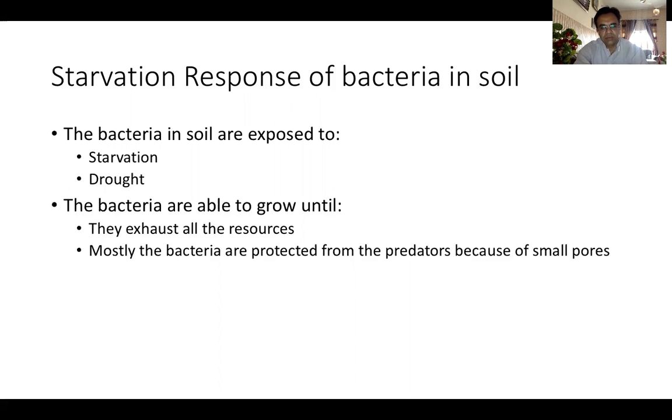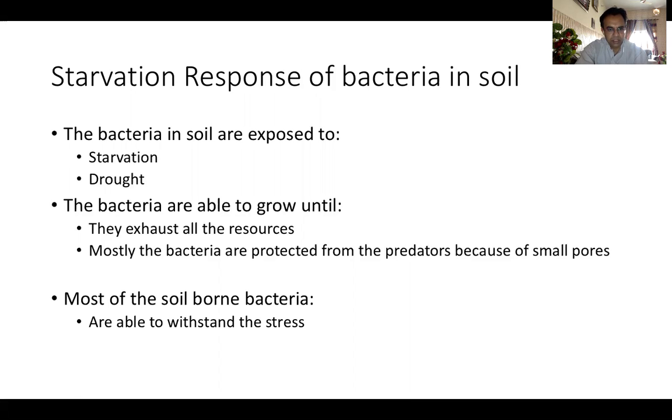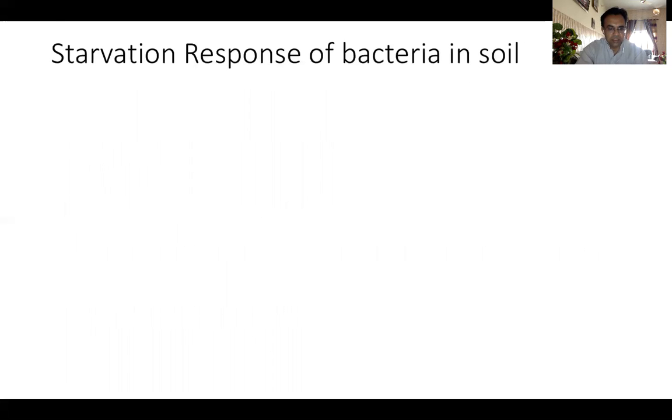So because in soil the bacteria are living in a very sophisticated kind of environment in small pores, mostly predators have difficult access to these bacteria. Therefore, normally they encounter some kind of stress. And the soil-borne bacteria have the ability to withstand the stress.